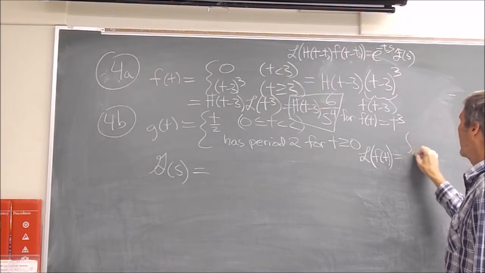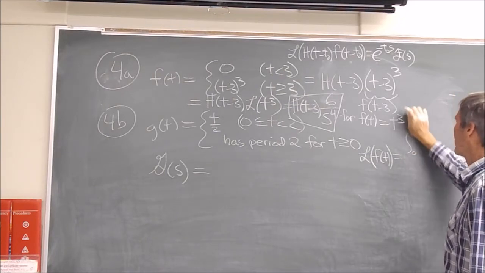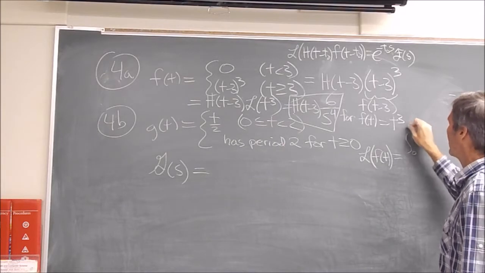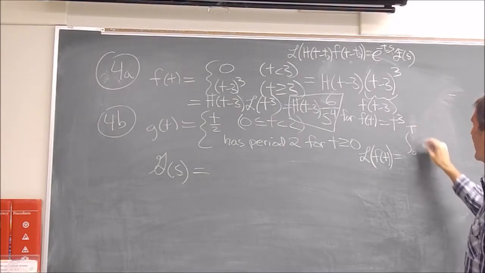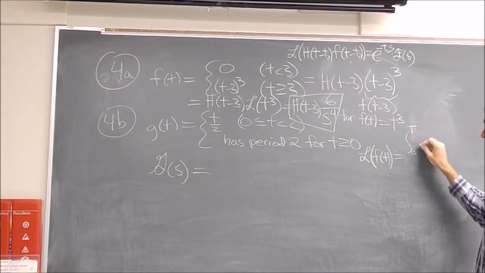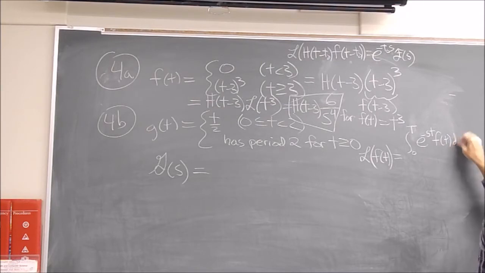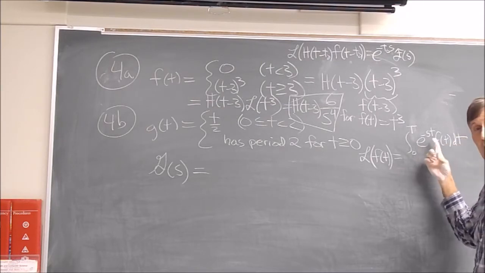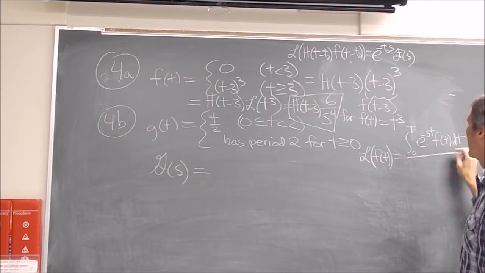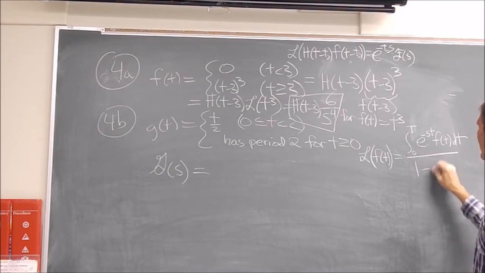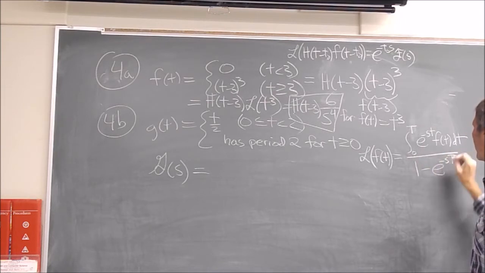is the integral taken in the usual way, except instead of going from 0 to infinity, you just go from 0 to the period. If the period is capital T, then you go from 0 to T instead of 0 to infinity. The usual Laplace transform, e to the minus st f of t dt. So in other words, you take the Laplace transform over one period, and then you divide it by 1 minus e to the minus s times the period.